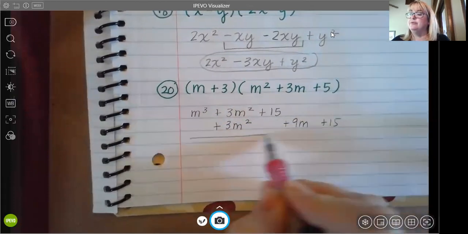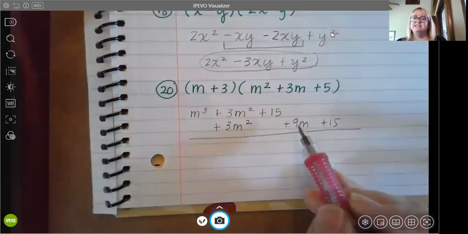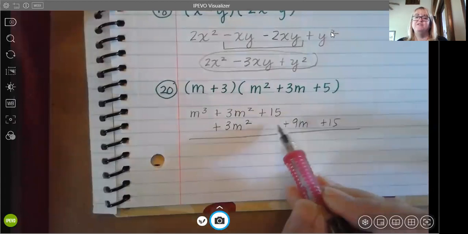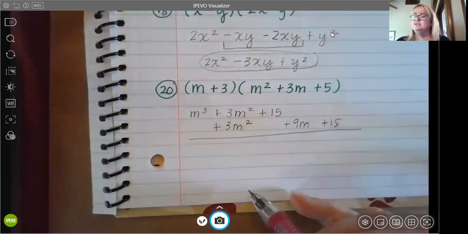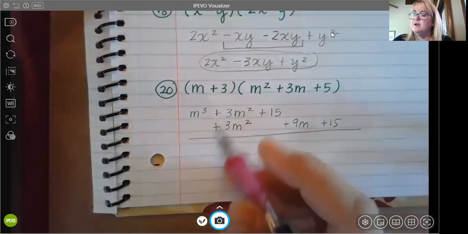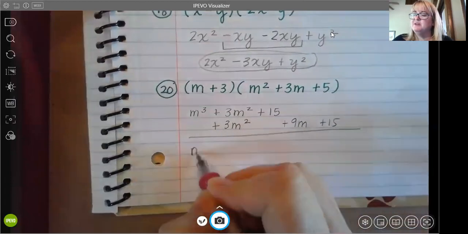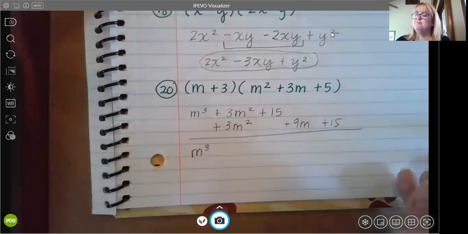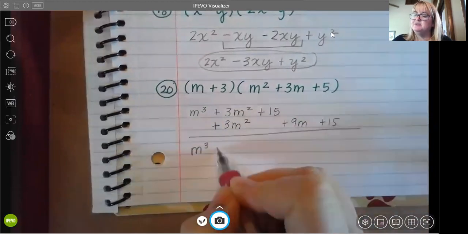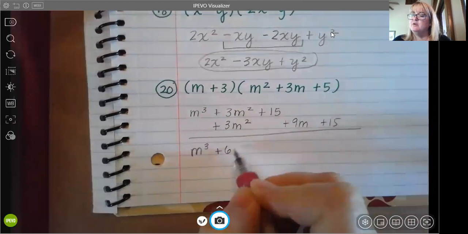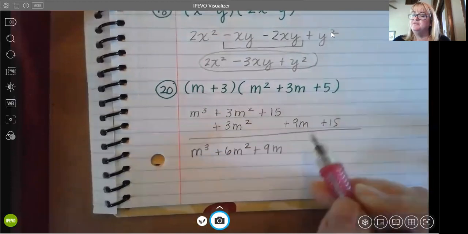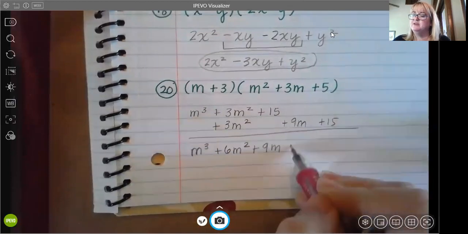Well, that didn't work out real well, and that didn't because of this little m here. I am going to move it over and move the 15 over here, so it's in standard form. I don't know if you remember standard form. So m cubed, maybe next time I'll just make one long row. 3m squared plus 3m squared is plus 6m squared. I'm going to go ahead and put the plus 9m here and finish with 15 plus 15 would be plus 30.